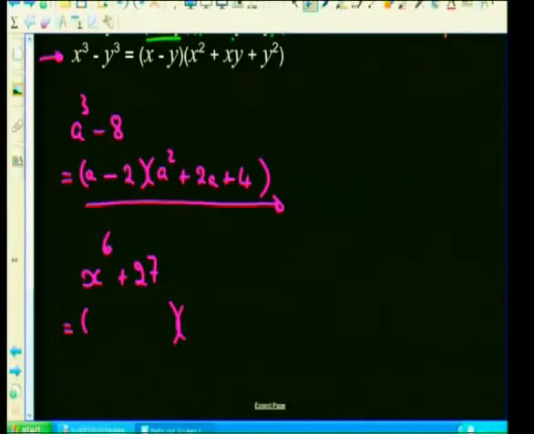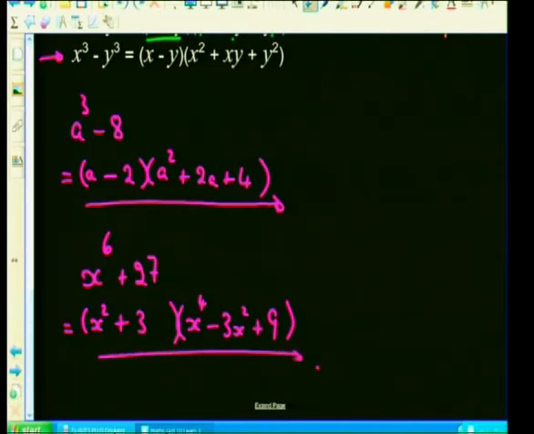Well, it's going to be small bracket, big bracket. And our first is x squared. Our second is 3. Our first squared is x to the 4. First times second, 3x squared. And second squared would be 9. Because it's a plus, it'll go plus, minus, plus. There we have it. The factors of the sum of 2 cubes.